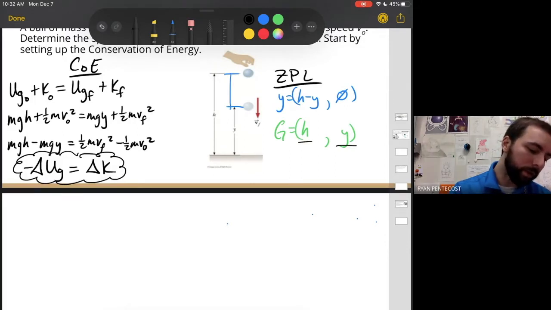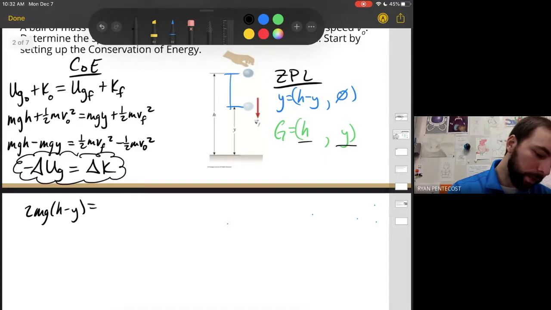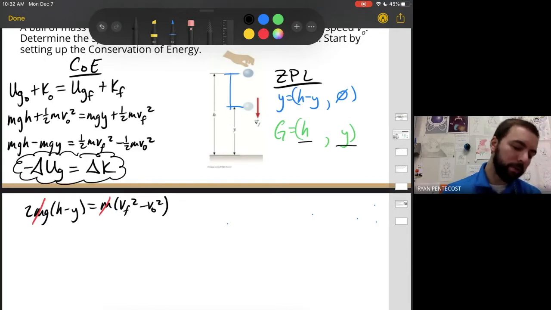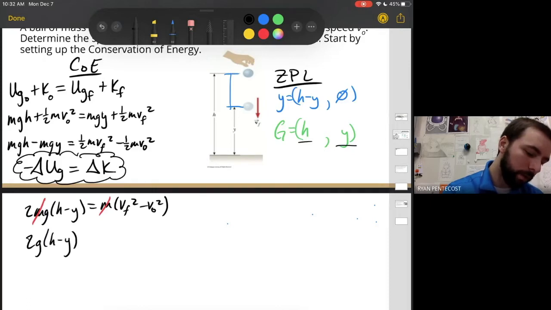So we'll multiply by 2 to get those 1/2 out of the way. So we have 2mg, I'm going to factor that out. Notice that this h minus y shows up anyway. That's even more proof. It's just kind of arbitrary. And that will equal m times v final squared minus v naught squared. Those m's can cancel right out of there. So if we're solving for v final squared, we have 2g times h minus y plus v naught squared, all under a square root, equals v final.